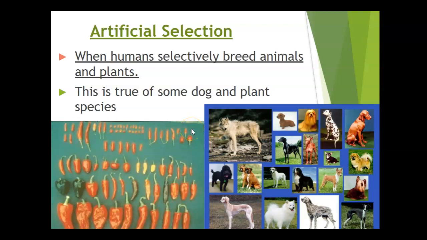All right. So the last time we met in class, we were talking about how evolution occurs. We discussed natural selection, which we'll go back over in this lesson. The other part of how it happens is artificial selection, so I'm going to explain this one here. Artificial selection, as it says in your notes, is when humans selectively breed animals and plants.